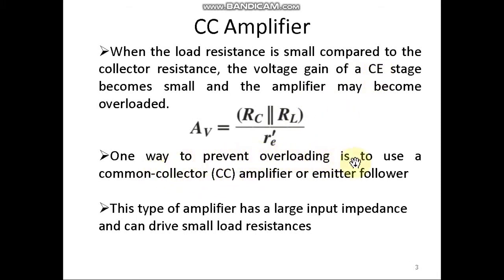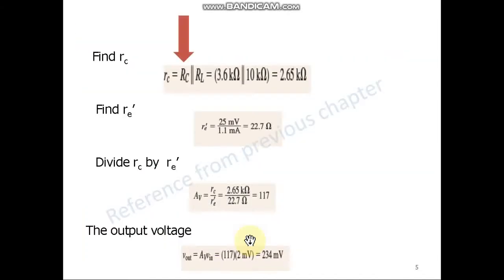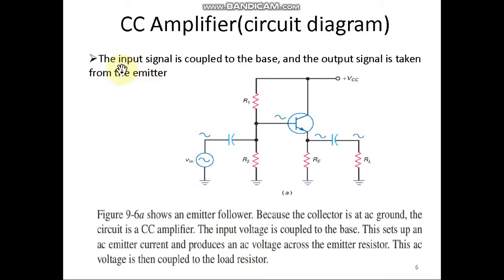So one way to prevent the overloading is to use a common collector amplifier, or it is called emitter follower. This type of amplifier has a large input impedance and can drive small load resistance. We will see in brief. The common collector amplifier circuit diagram will be like this. The input signal is coupled to the base and the output signal is taken from the emitter. Figure 9.0 shows an emitter follower amplifier.